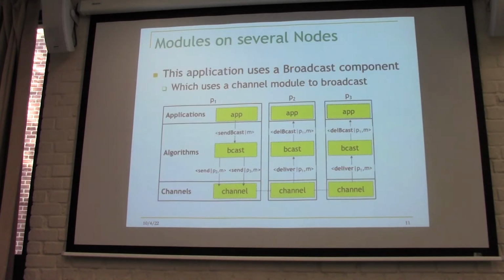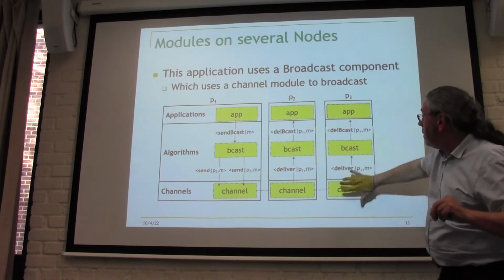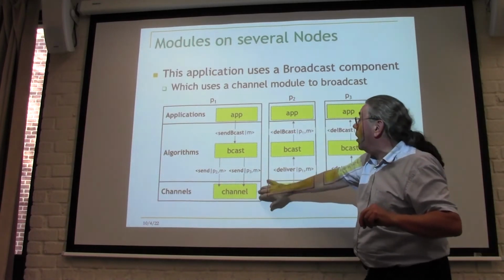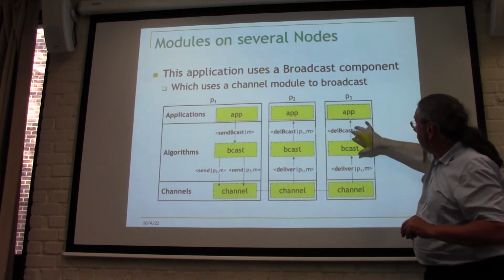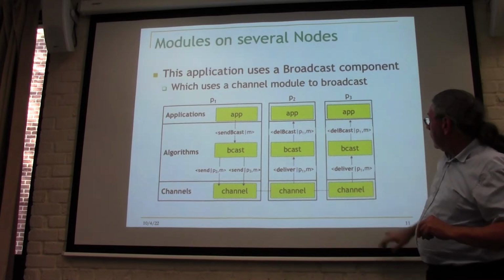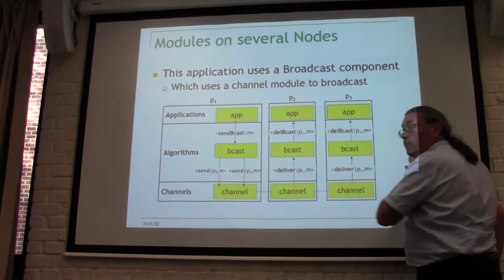Okay, then the whole system looks like this. Each of these big boxes is a computing node, P1, P2, P3. On each of these nodes we have this layered architecture, and the nodes communicate only through the bottom level.